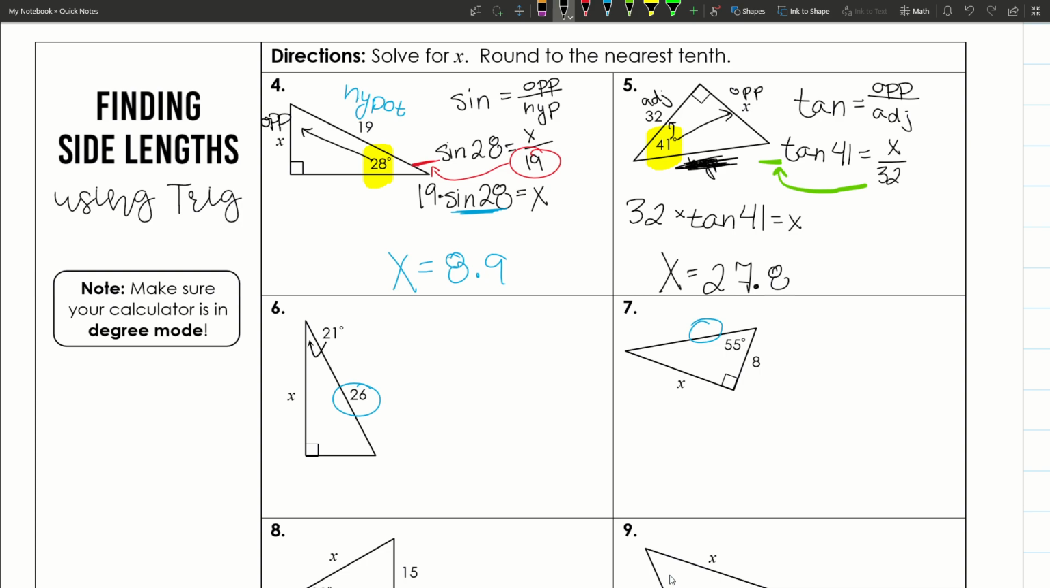On number 6, you'll notice this angle is outside. They're telling you it goes here, though. So 21 really goes inside of this angle. Let's do one more just to make sure we got it.